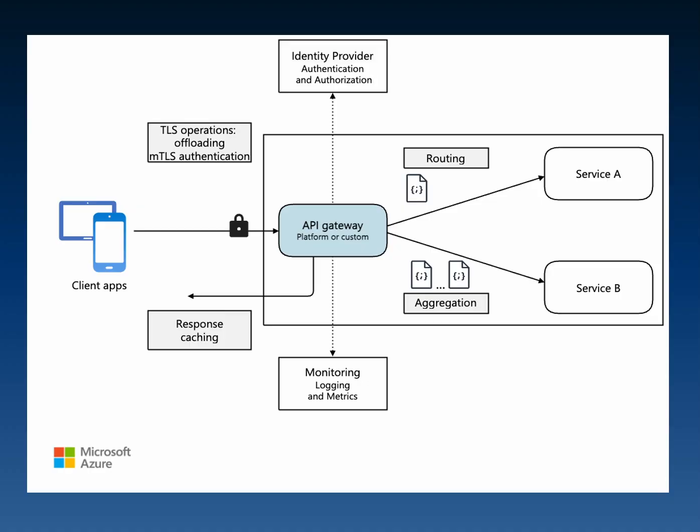This diagram from Microsoft Azure shows how an API gateway works. Clients send requests, which are first authenticated and authorized. Then, the gateway routes each request to the right backend service, Service A or Service B, and may aggregate responses before sending them back. It also performs TLS operations, caching, and logs important metrics for monitoring.